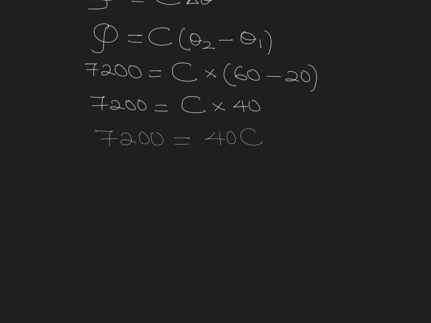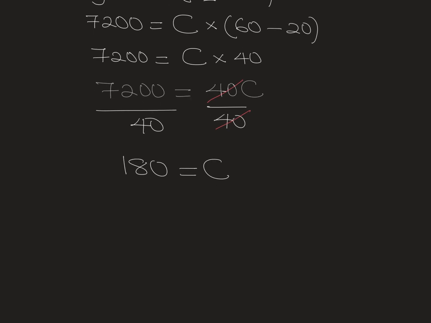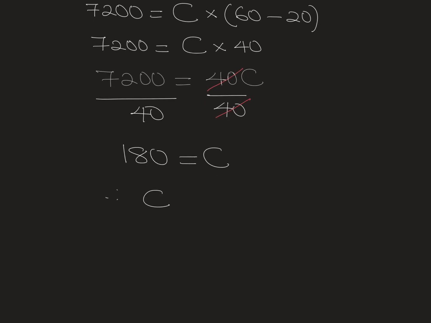To find C, which is the heat capacity, we divide both sides by 40. So this will cancel this. 7,200 divided by 40 is 180. That is equal to C. So we can say C, which is the heat capacity, is equal to 180 joules per Kelvin, or if we want, we can say joules per degree Celsius.